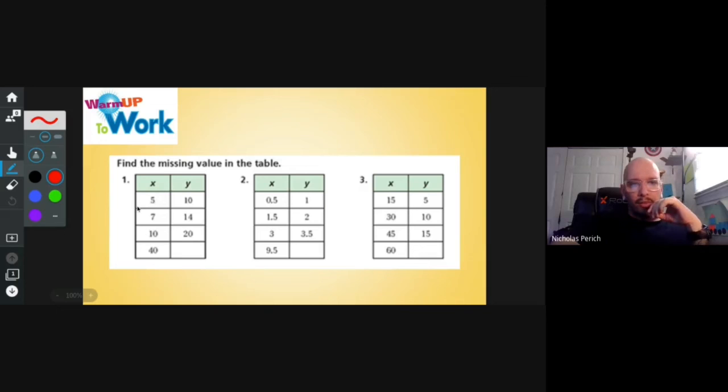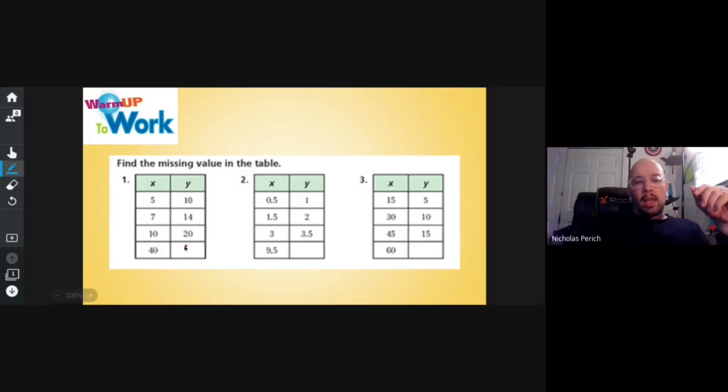So if X is 5 and Y is 10, I'm going from 5 to 10. How can I go from 5 to 10? I can add 5. I can times 2. I don't know. We'll see. I go from 7 to 14. I go from 10 to 20. So my pattern is not add 5. My pattern is to get from the left to the right, I times 2. So in order to get from 40 to Y, I times 2, and that gives me 80.